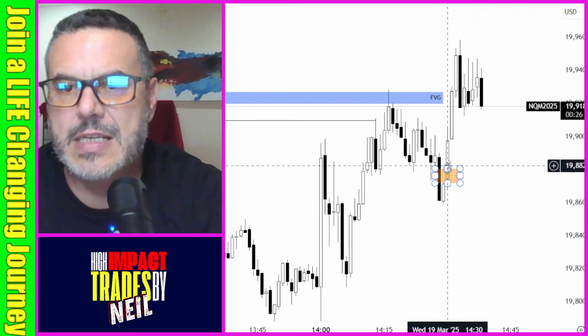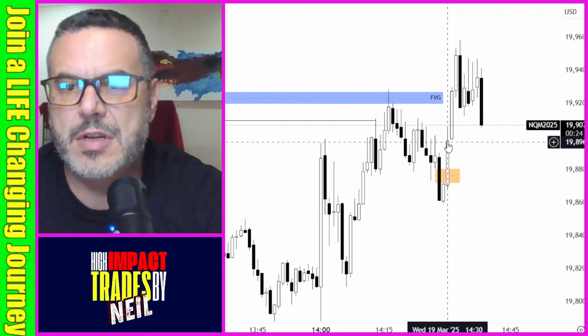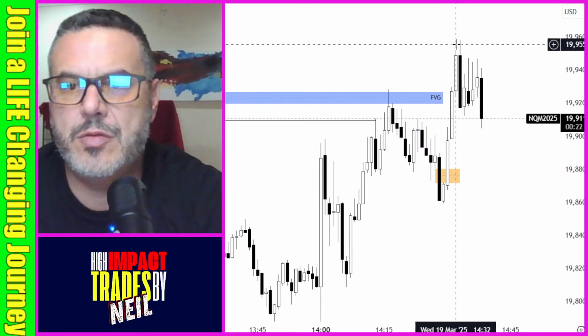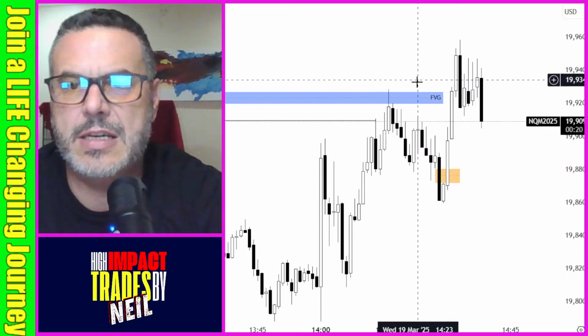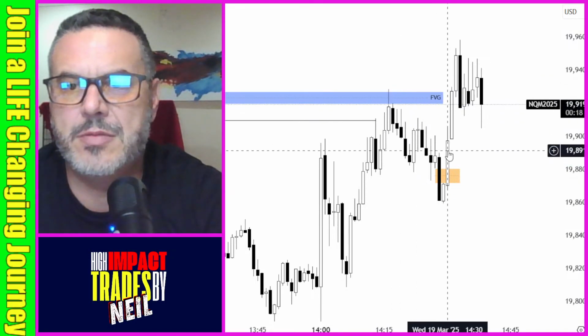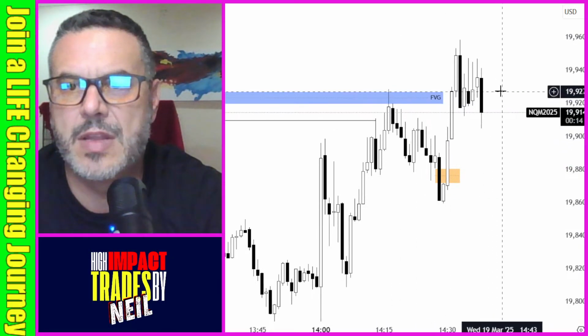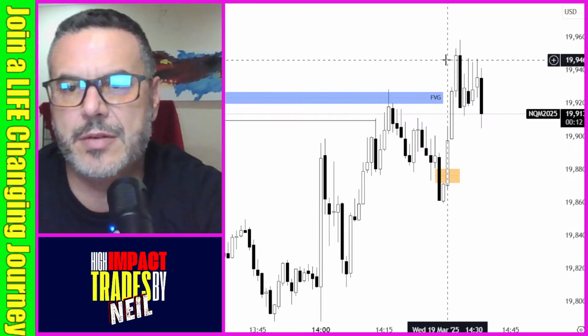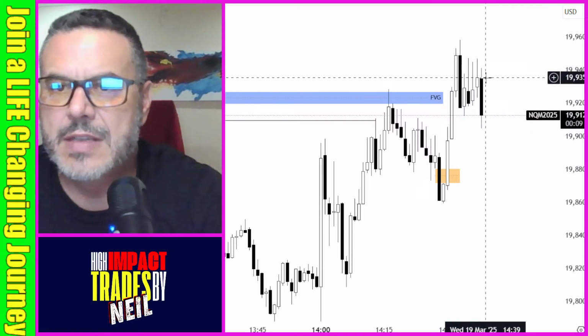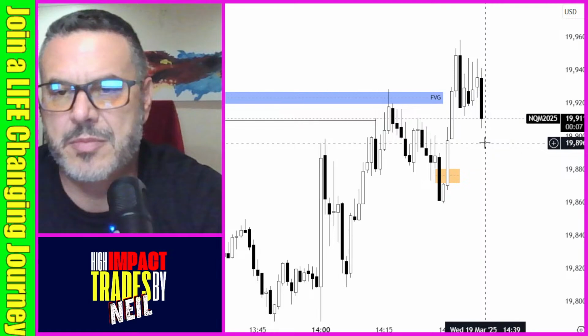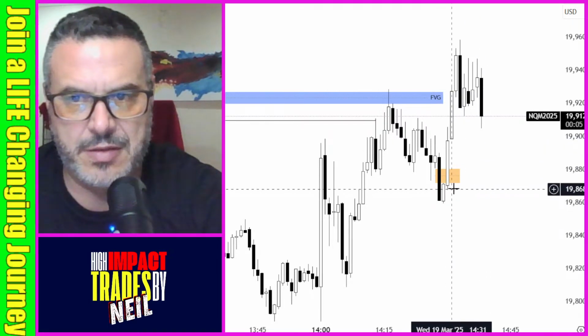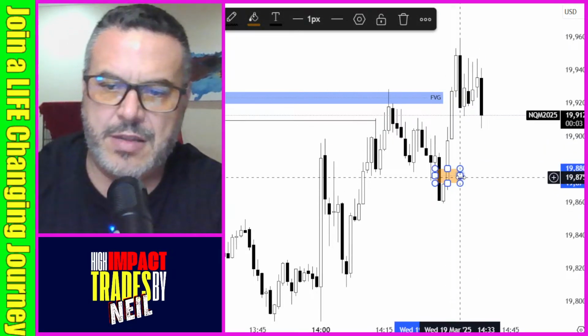We never got the test, so if you even took a long here, you would have been in the money here. Once you break that, you move this to break even, so your stop loss would be at break even. If we continue higher, then obviously you make some good money. If this candle comes down and stops you out, then you haven't lost anything. You're just out at break even.